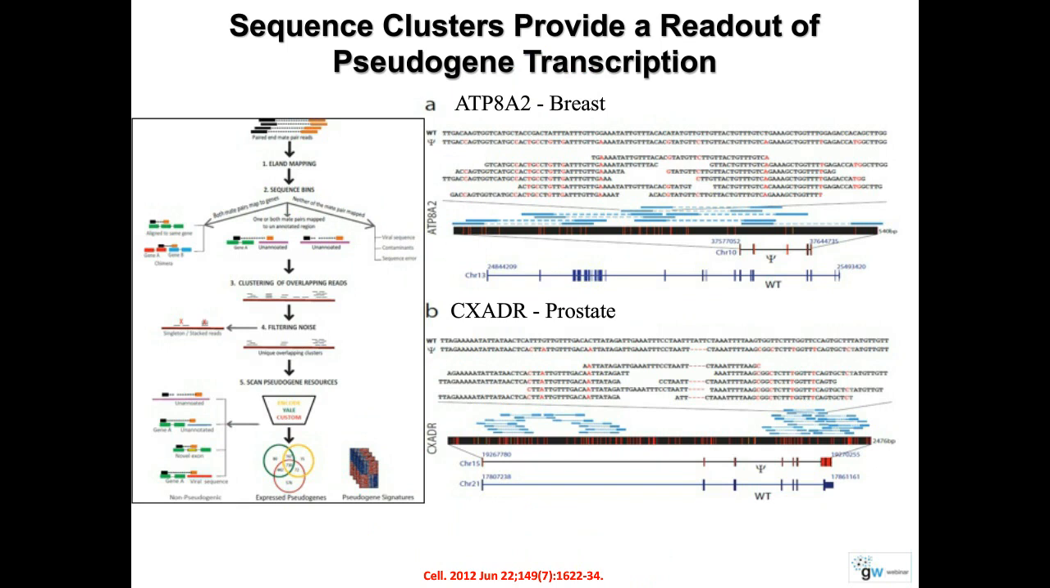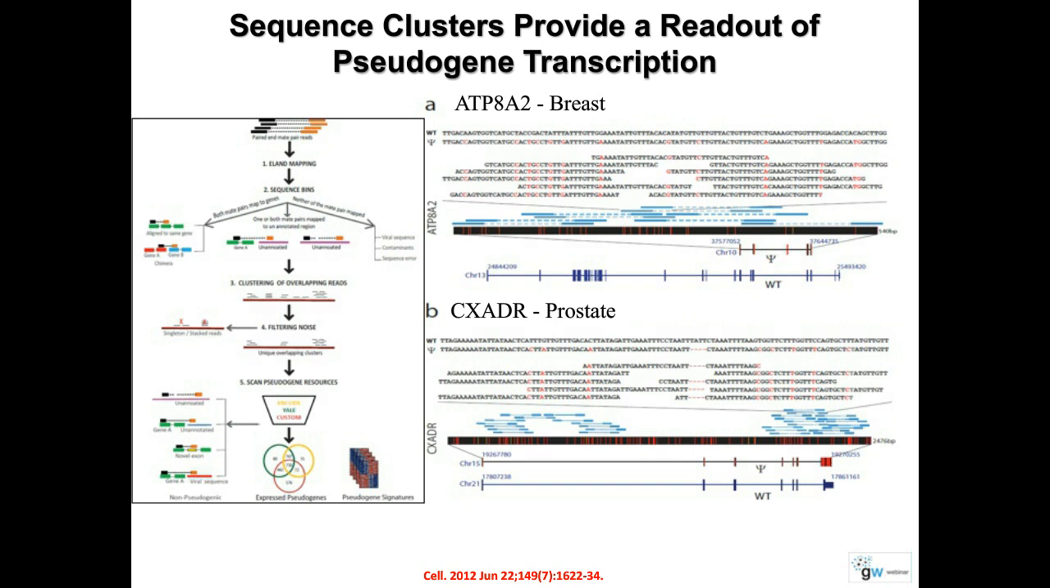Using this pipeline, I'm showing an example of ATP8A2. This is a pseudogene that is commonly expressed in breast cancer. In the top line is the wild-type ATP8A2 gene, and the pseudogene sequence is listed below. As you can see, all the sequence in red are the mutations acquired in the pseudogene. The sequence is highly homologous with the wild-type gene.